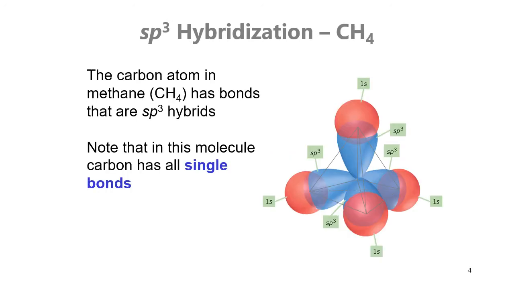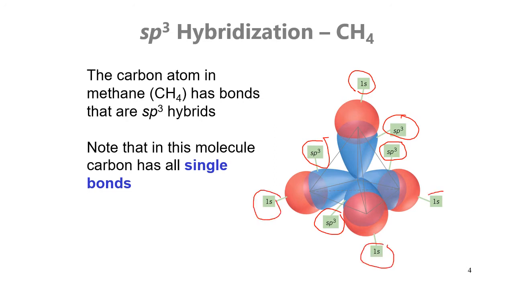The hybridization in CH4, or methane, as we can see, has all single bonds. The carbon atom, which is the central atom, has bonds that are sp3 hybrids. You have to label it correctly. You have to label all the sp3 orbitals as sp3. This is compulsory: label all the orbitals, and the 1s here is from hydrogen, hydrogen, and also hydrogen.